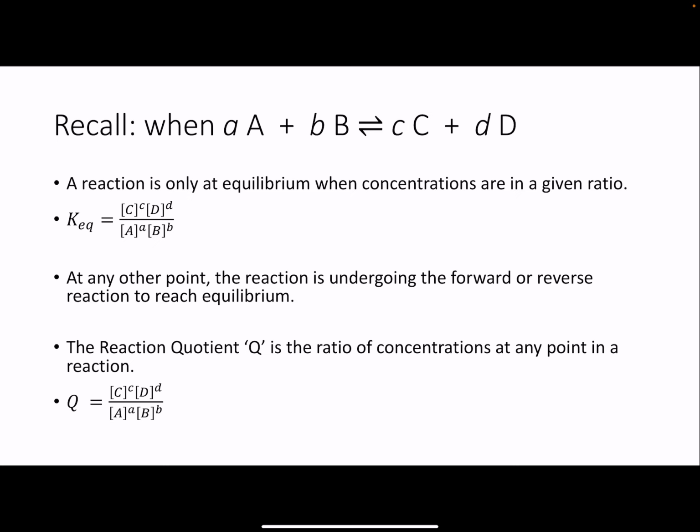So we'll do a quick recall screen here, and the idea is that we have a balanced reaction where A and B react to C and D, and we had our equilibrium law expression, which was the products over the reactants. So this is specific to equilibrium, which is why the EQ is there.